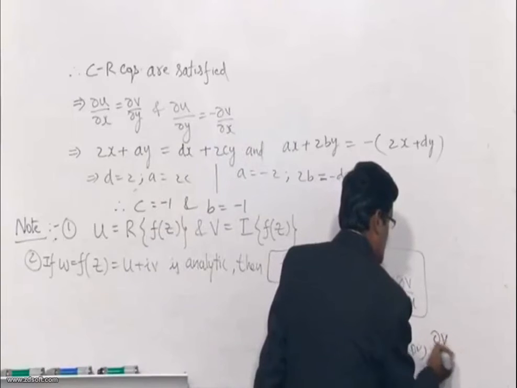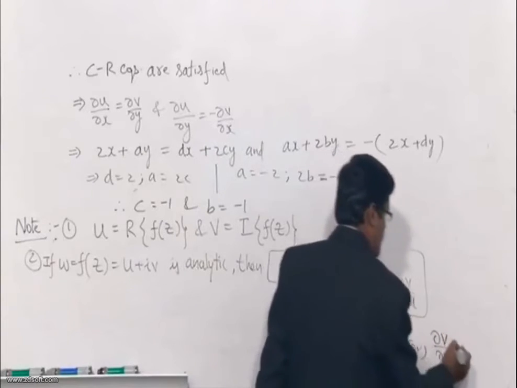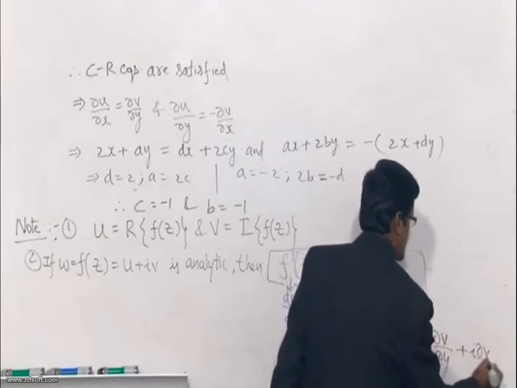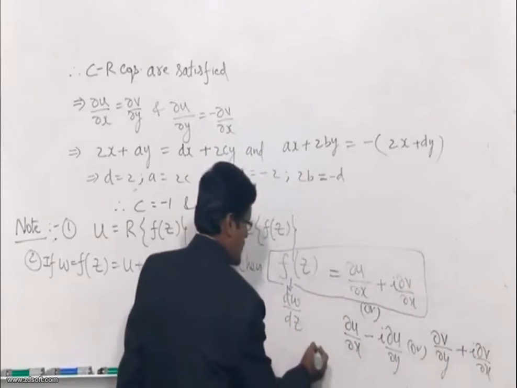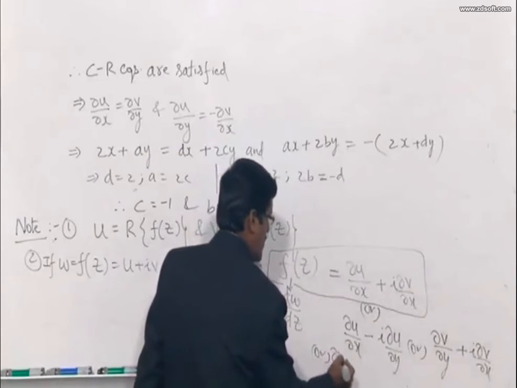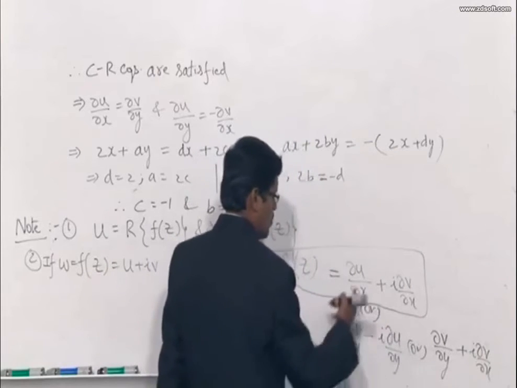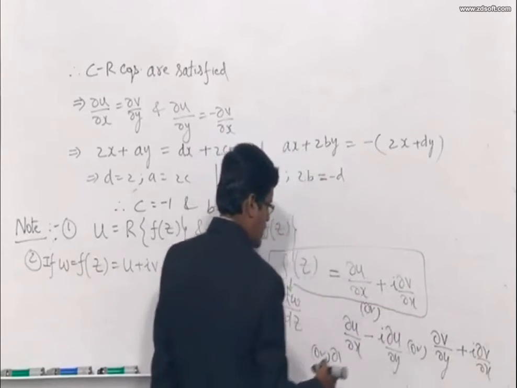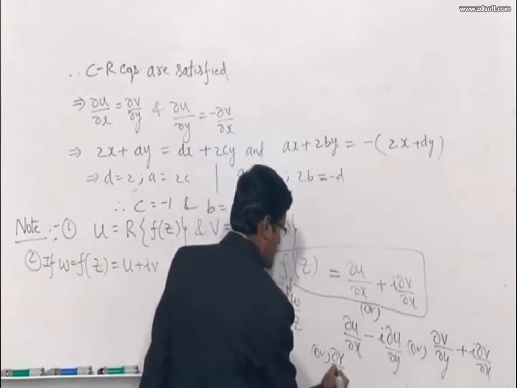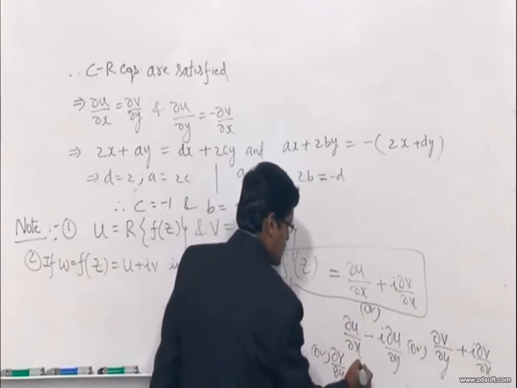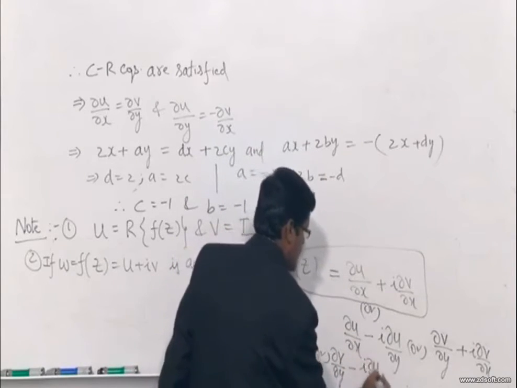Dou u by dou x is nothing but dou v by dou y, and keeping that same term, plus i dou v by dou x. Another representation, the last representation: dou v by dou y keeping the same, and that is minus i dou u by dou y.